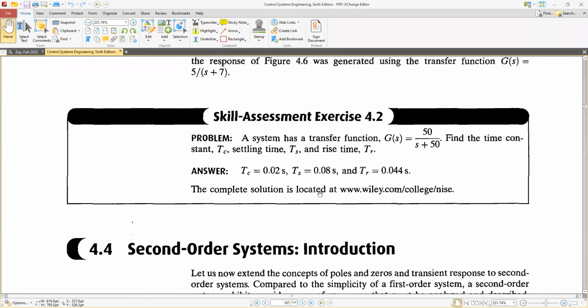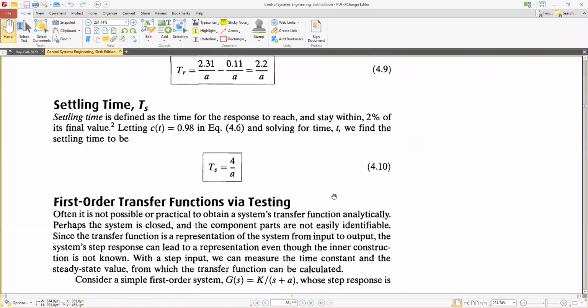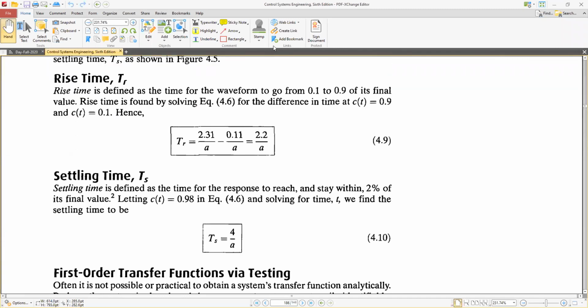Let's look at the example. See this example: a system has a transfer function G(s) is equal to 50 by s plus 50. Find the time constant T_C, settling time T_S, and the rise time. So look at the values here. We have G(s) equal to 50 by s plus 50. So here A is equal to 50. If A is equal to 50, then we can find the time constant, which is 1 by A. That means 1 by 50.